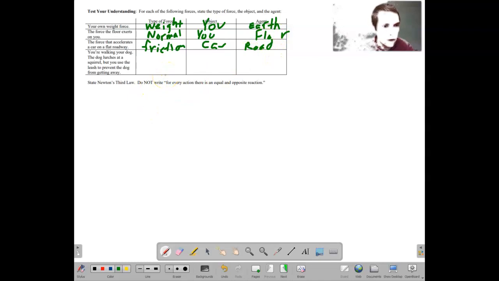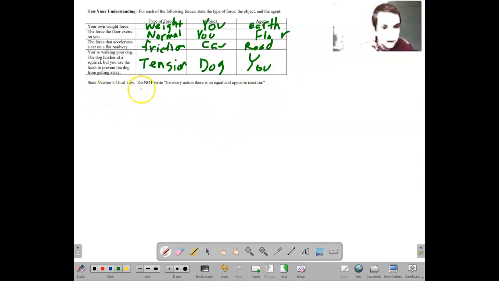You're walking your dog, the dog lurches at a squirrel, but you use the leash to prevent the dog from getting away. Alright, so the type of force here in the leash is the tension. The object is the dog because you are pulling back on that leash, so you're exerting a force on that leash. And then the agent, because you are exerting the force, is you.